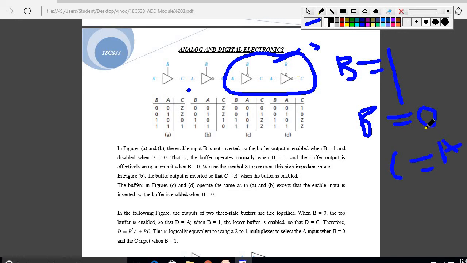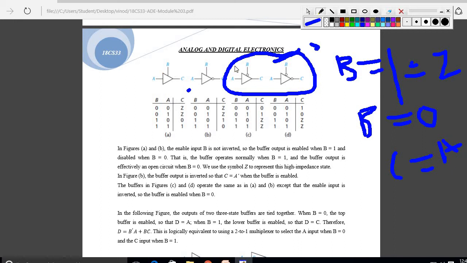When B is equal to 0, when B is equal to 1, its output acts as an open circuit, and then the output should always be in a Z condition. Is it clear? Don't confuse. Again I am repeating, the first two 3-state diagrams are non-inverting circuits. So when B is 0, the C output acts as an open circuit and they are in a high impedance state. When B is equal to 1, output is equal to input.